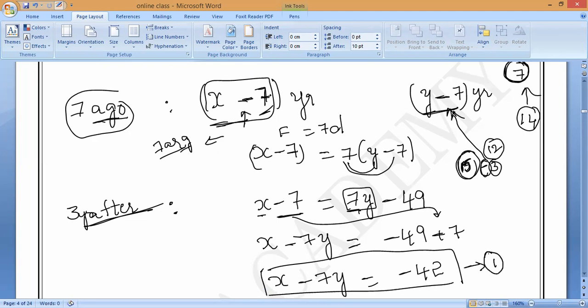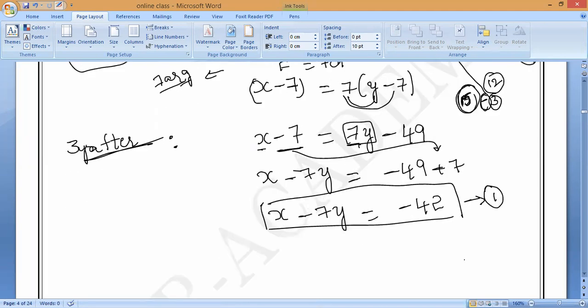Pair of linear equations in 2 variables, equation 1. Next, after 3 years, what is the condition? After means what you have to do. Suppose your age is now 15 years. After 3 years, how much is your age? 18. 15 plus 3, correct? Same way apply the condition now.